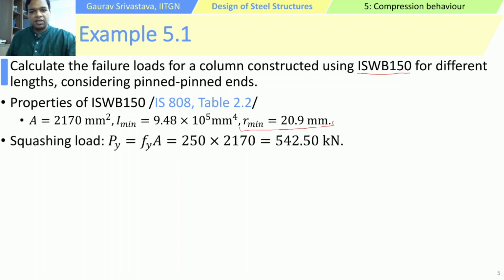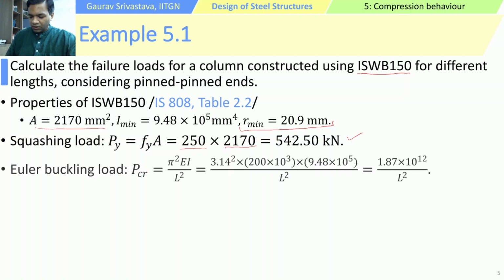So squashing load is straightforward to calculate. So Py is Fy times A, and for Fy we take 250 megapascals, and 2170 is the area of cross section of this section. So the squashing load comes out to be, let's say, 542.5 kilonewtons. For the Euler buckling load, we can calculate it from the critical buckling load formula, which is pi squared EI by L squared, right? Now I also we have taken from the table. This is also I min, which is the weaker axis moment of inertia.